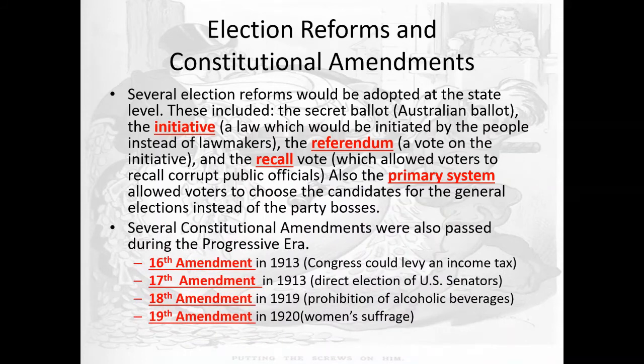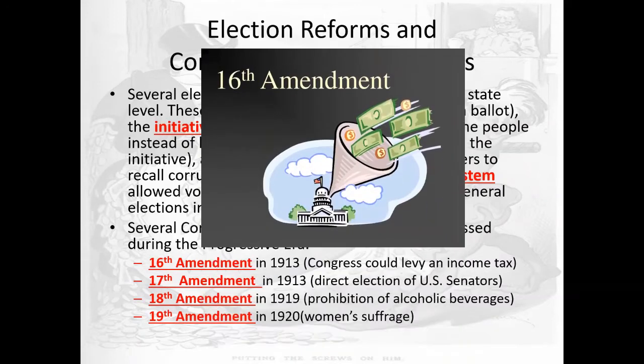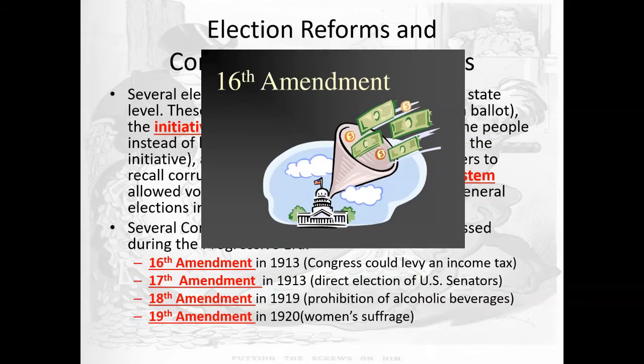And then we have these constitutional amendments of the Progressive Era, which are important, and you need to remember these and commit them to memory for future tests. First of all, we have the 16th Amendment in 1913. Congress could levy an income tax. All right, so you don't like the IRS, you don't like income tax, well, you can thank the 16th Amendment. But of course, on the other hand, people don't like to pay taxes, but taxes do fund any number of public services which we need.